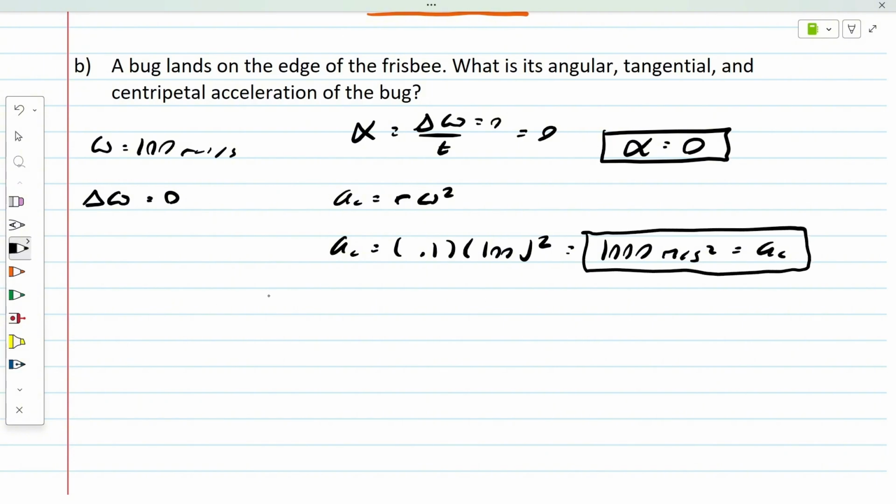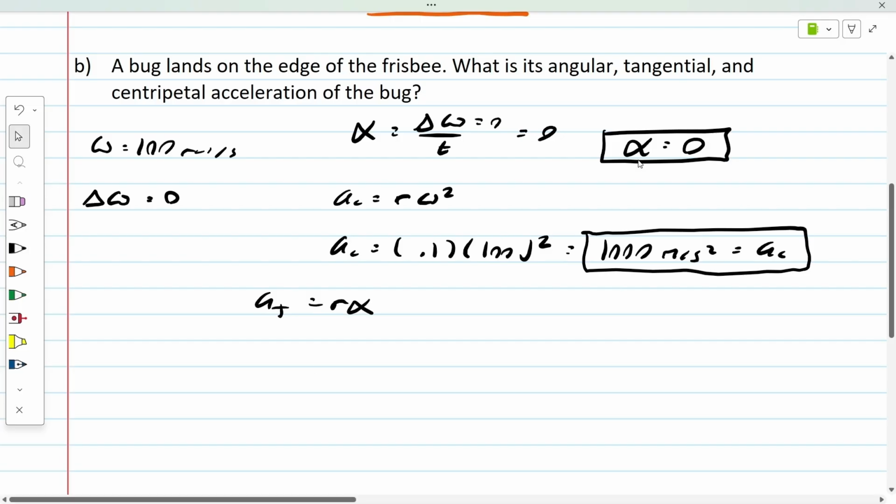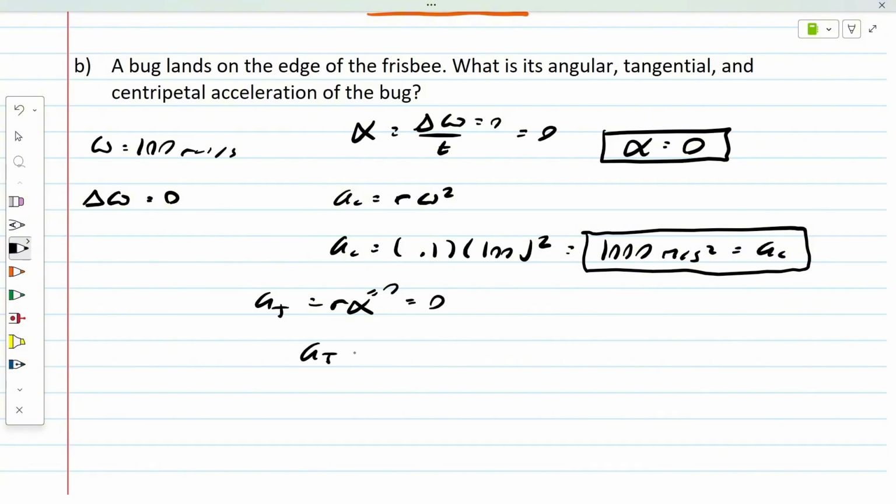And then finally the tangential acceleration, which equals r times alpha. We plug this in, and since alpha equals 0, this whole thing will equal 0, and the tangential acceleration will equal 0.